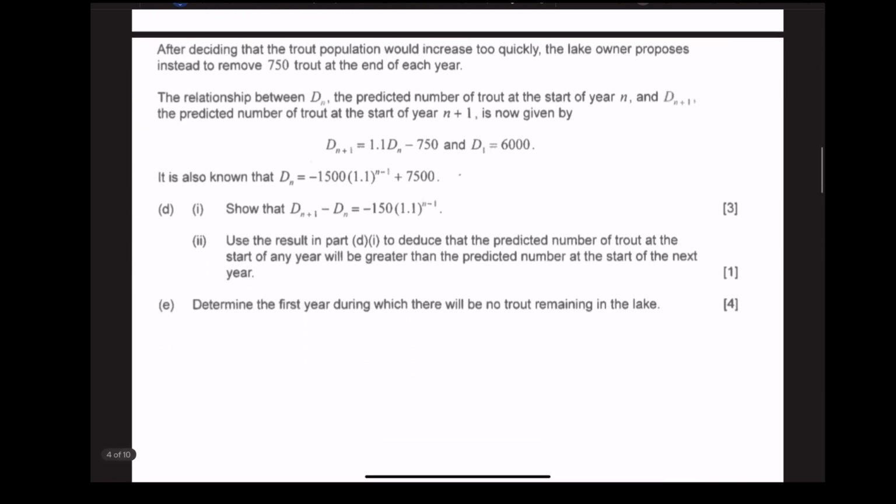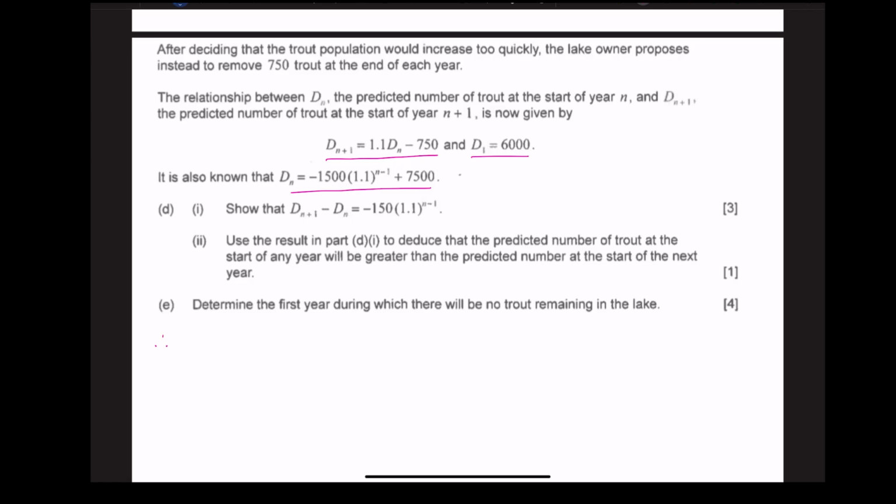Now moving on to the next part. After deciding that the trout population will increase too quickly, the lake owner proposes instead to remove 750 trout at the end of every year. So okay, they have given you the predicted relationship, starting at 6000. And also they have given you the other formula. So Dn is minus 1500 times 1.1 to the power n minus 1 plus 7500. So we have to show that Dn plus 1 minus Dn is minus 150 times 1.1 to the power of n minus 1.